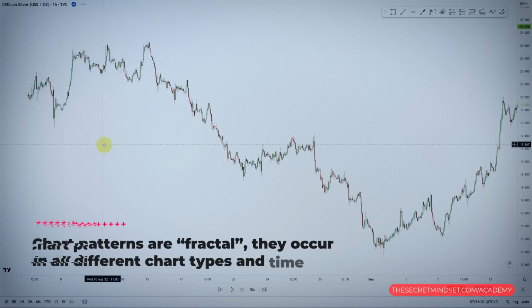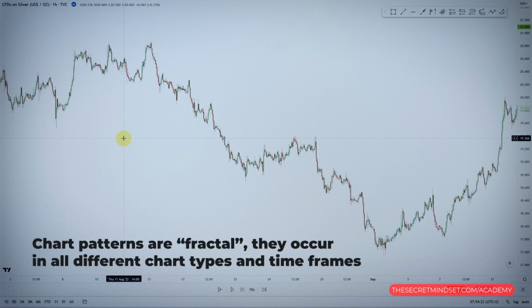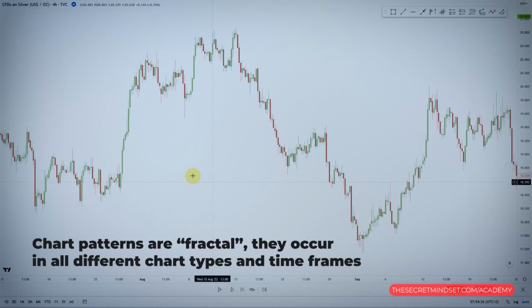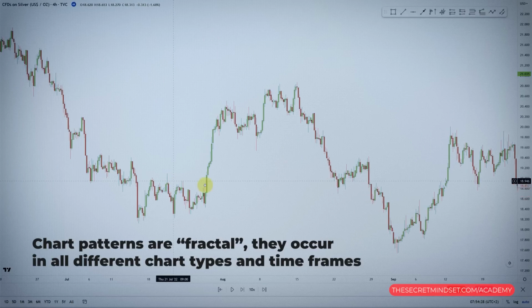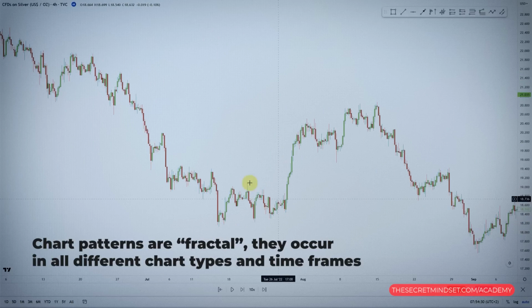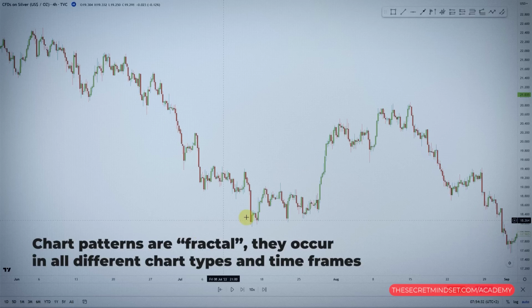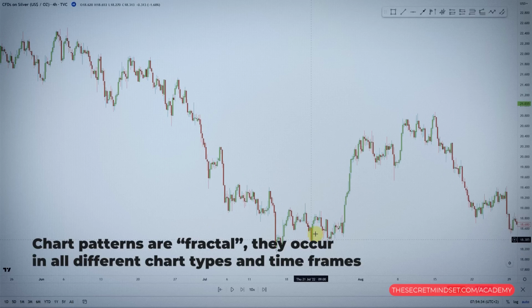Chart patterns occur in all different chart types and all timeframes. They are just as likely to appear on an hourly chart as they are on a daily one. Because these patterns can occur in any time period, they are considered fractal in nature.